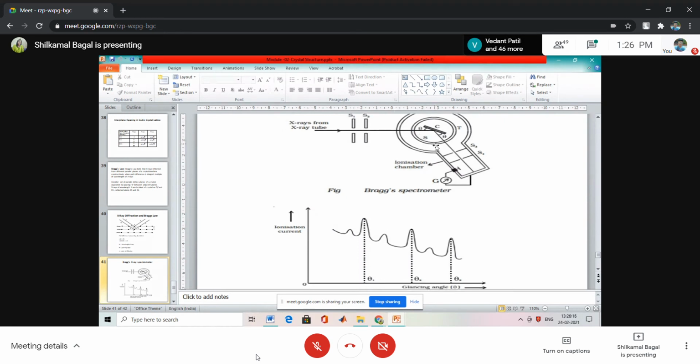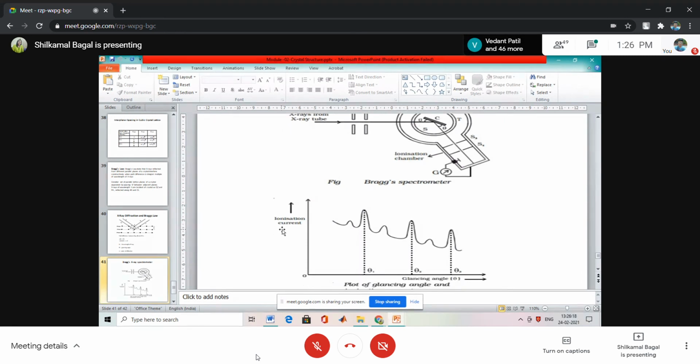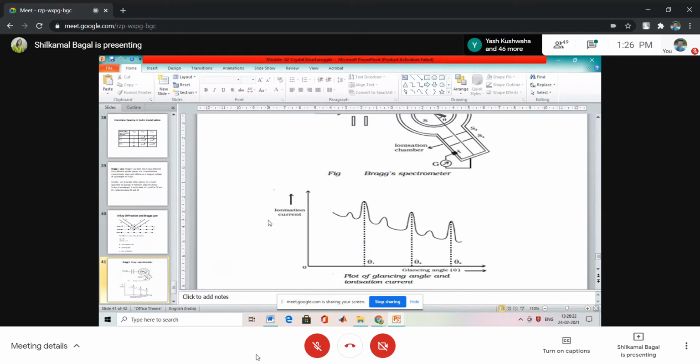With rotation of the turntable, we can observe the ionization current through the galvanometer and the relation between ionization current and the glancing angle. If we plot the graph of glancing angle against the ionization current, it comes like this. Ionization current goes on decreasing as n goes on increasing, and theta also goes on increasing.